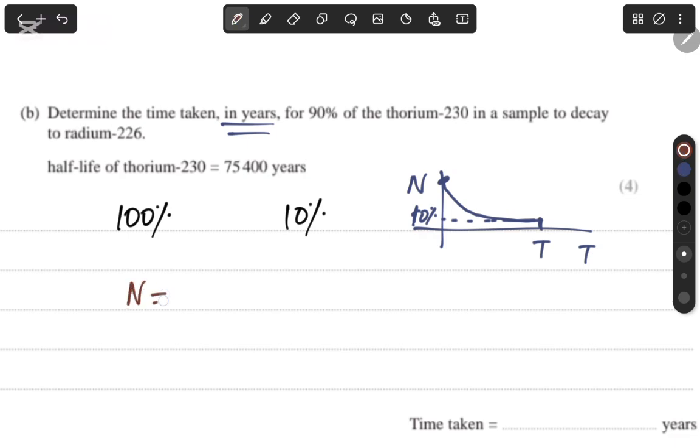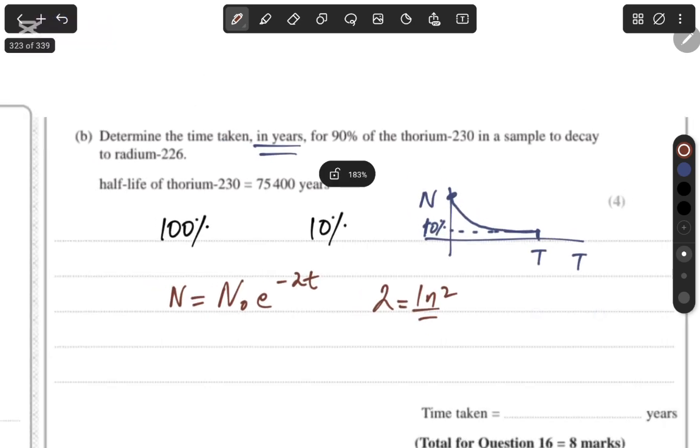So we can use the formula N equals N naught e to the minus lambda T. Now lambda is equal to ln2 over the half-life. So ln2 over 75,400. That's the lambda value. You don't have to convert it, since we want the final answer in years.